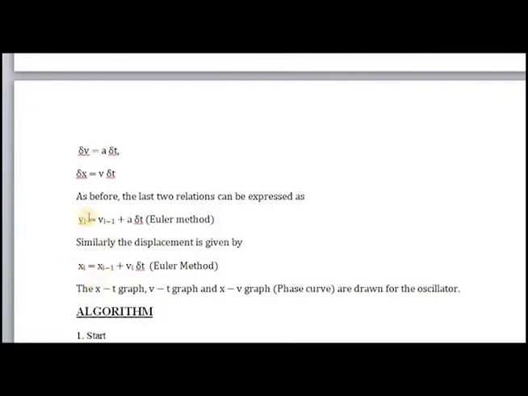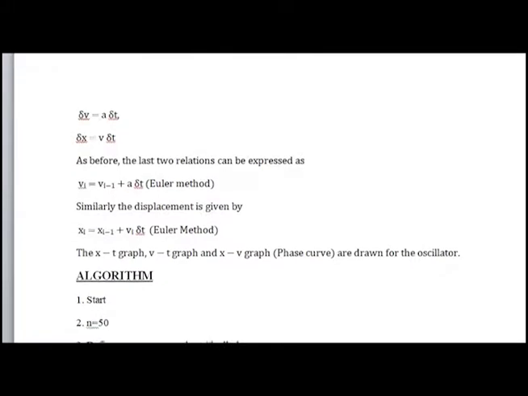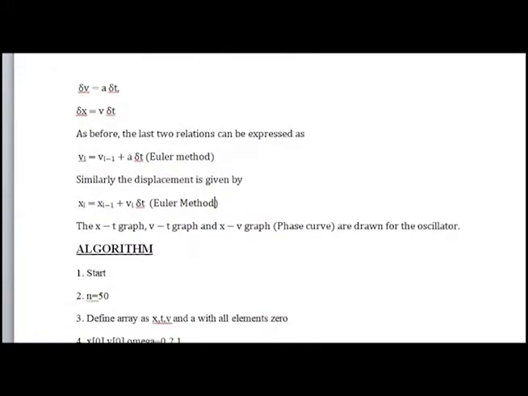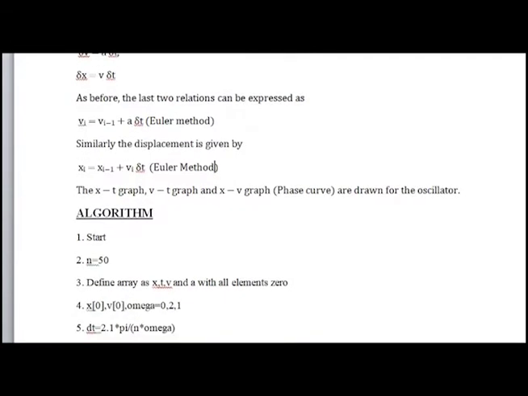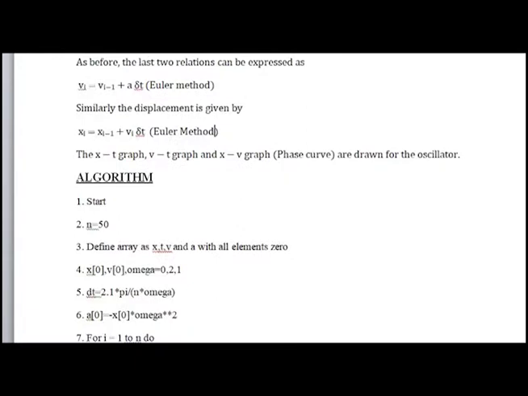So we can draw the x versus time graph, we can draw the v versus time graph, and we can also draw the x versus v graph, and this x versus v graph is known as the phase curve. And you have studied in your mathematical physics paper and classical mechanics paper the phase space diagram of the harmonic oscillator. You just try to recall what the phase space diagram is for different linear and non-linear systems. Okay, so we'll move on to the program.